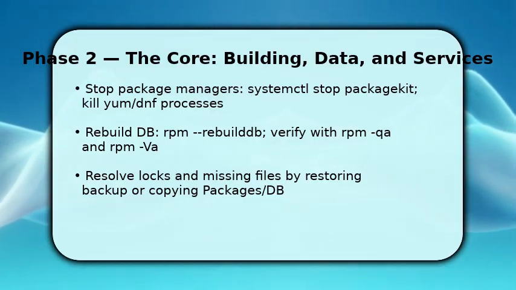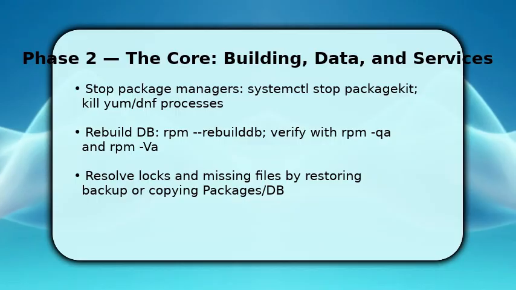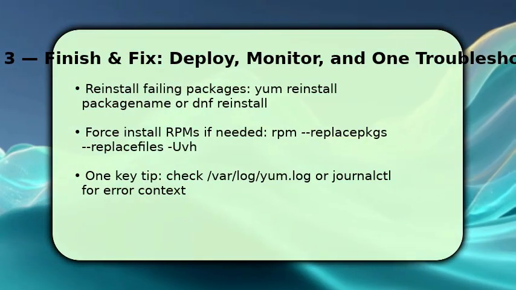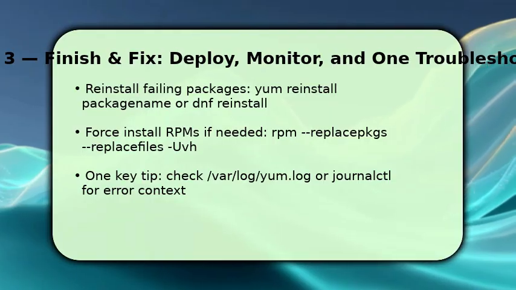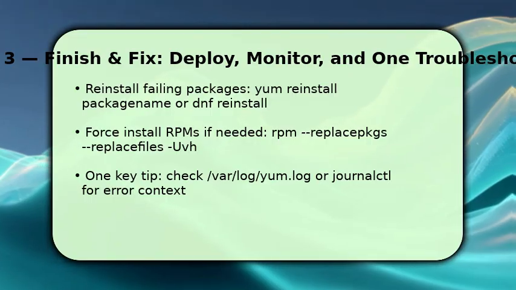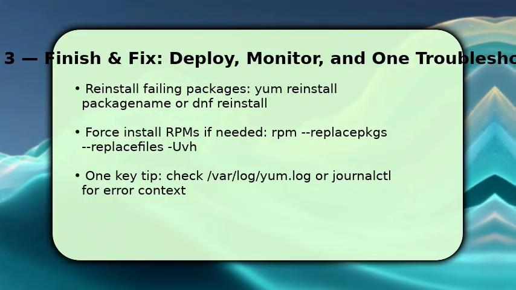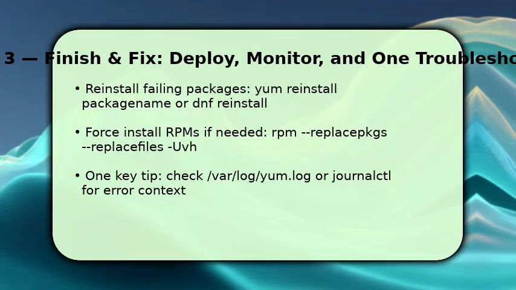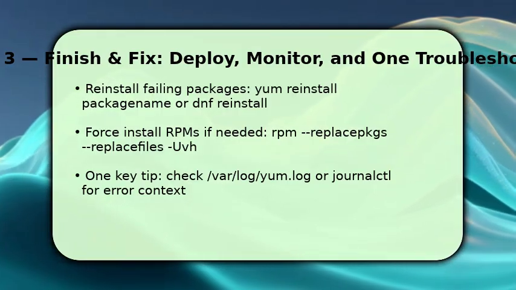You finish by reinstalling any packages that show file mismatches. Use yum reinstall or DNF reinstall so metadata and files align. If metadata is broken, download the RPMs and run rpm --replacepkgs --replacefiles to force corrective installs. This restores binaries and manifests.